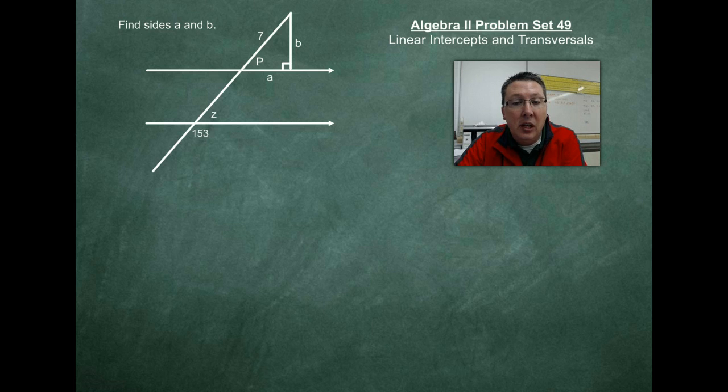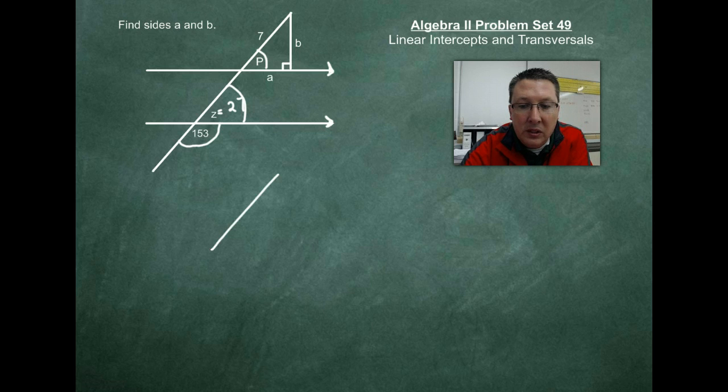To start off, the first thing we should notice is this angle right here is 153 degrees. That's going to lead us to finding the other angles in the problem, like angle Z. If that angle is 153, what does angle Z have to be? Well, they form a straight line, so Z should be 27 degrees. Now, those lines are parallel, because of these little arrows, so we can use corresponding angles. If this angle is 27 degrees, then the angle on the other line, P, is also 27 degrees. So now let's focus in on that triangle.